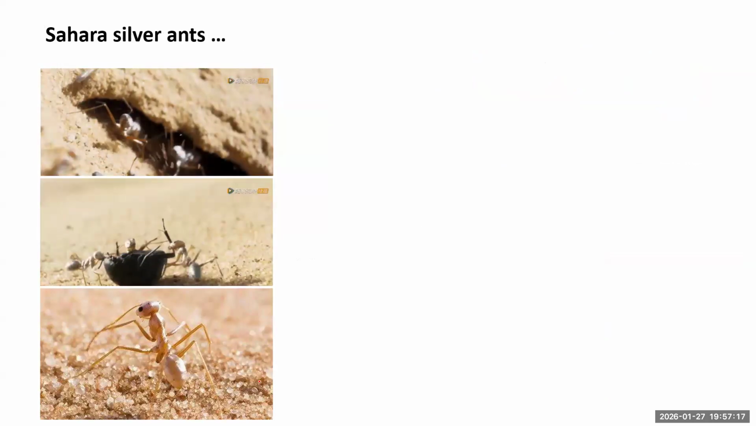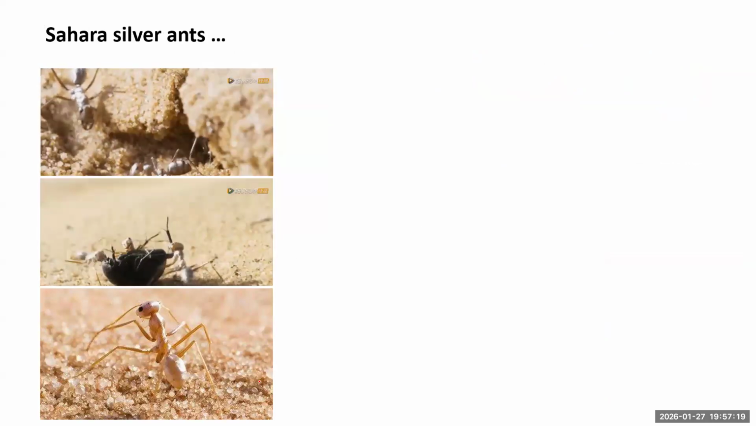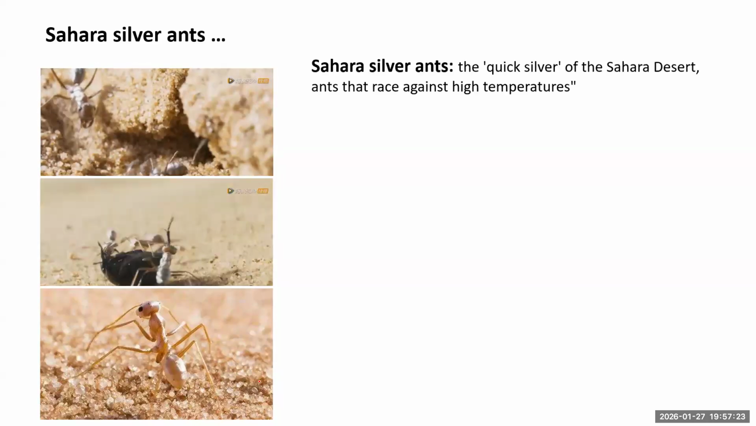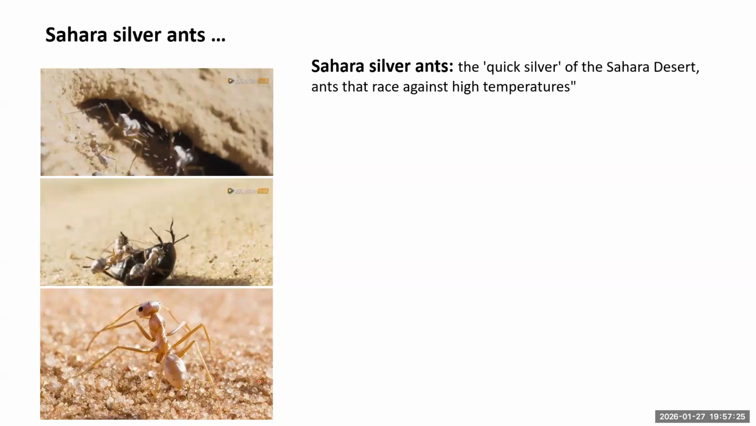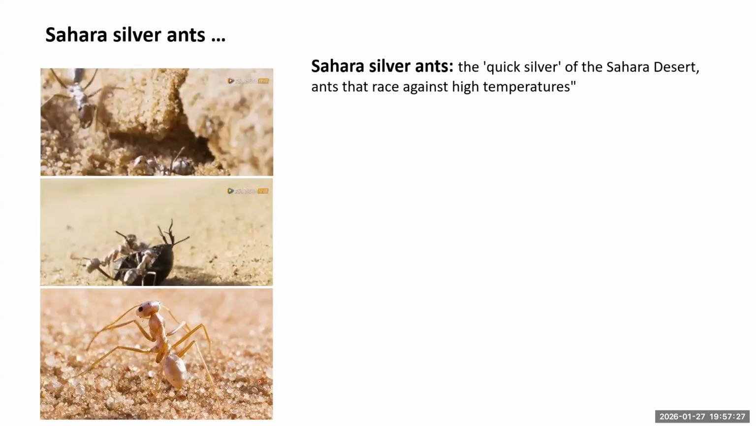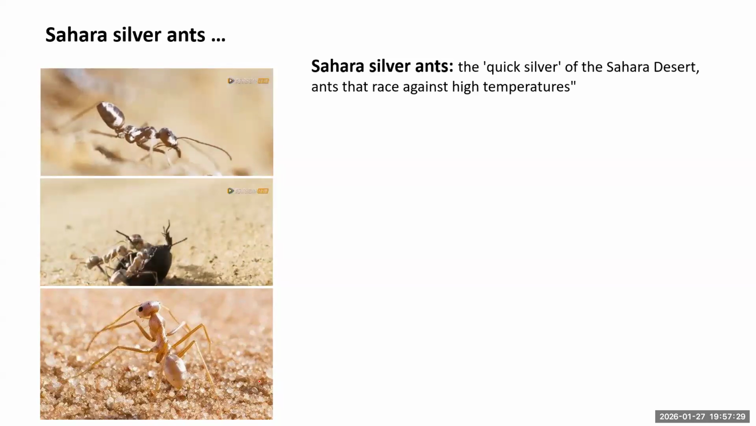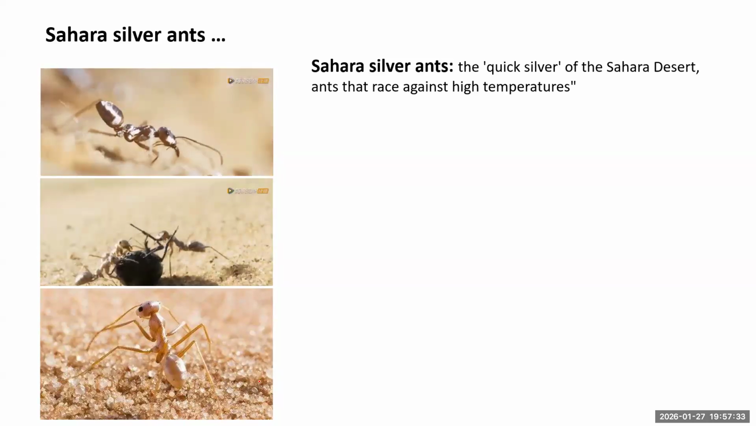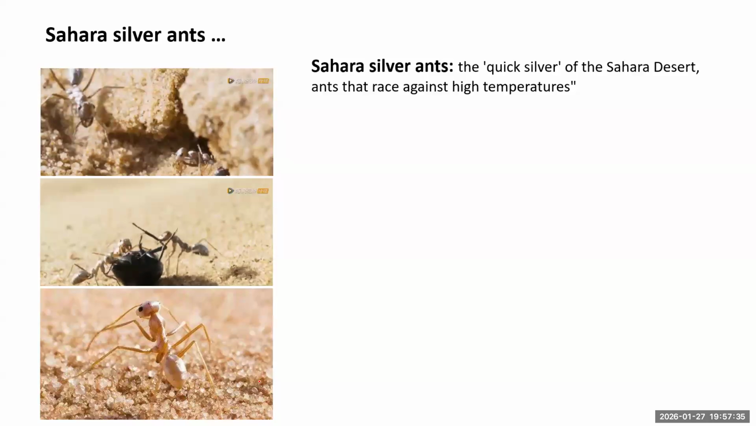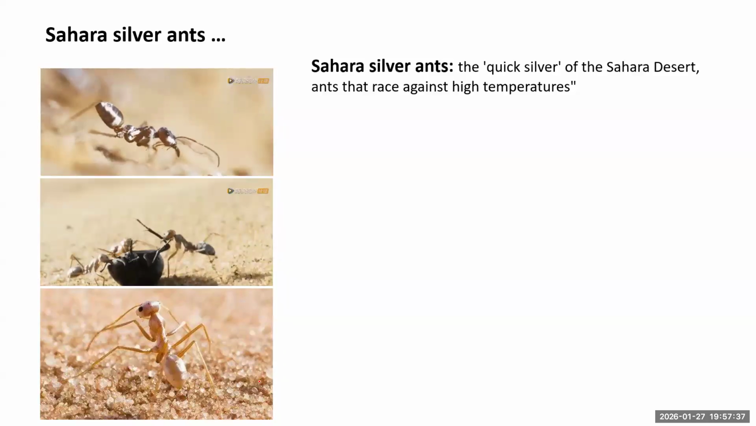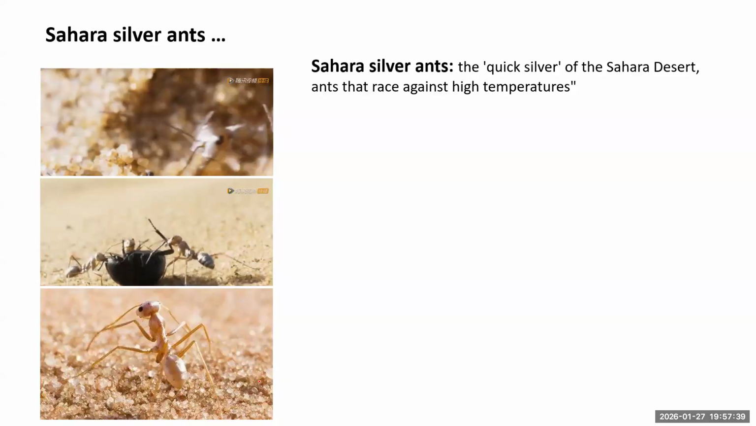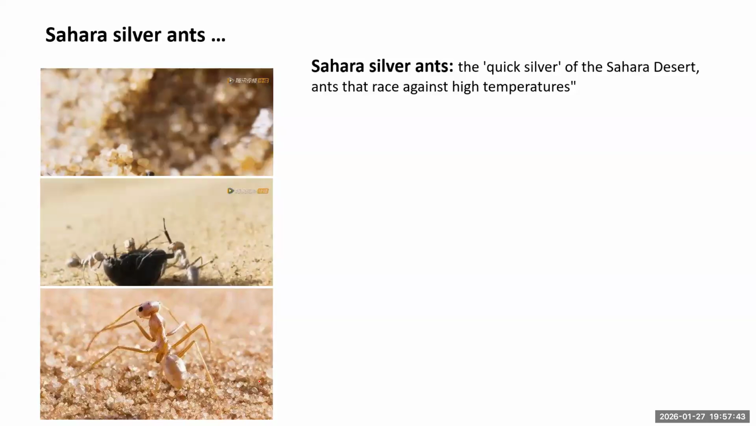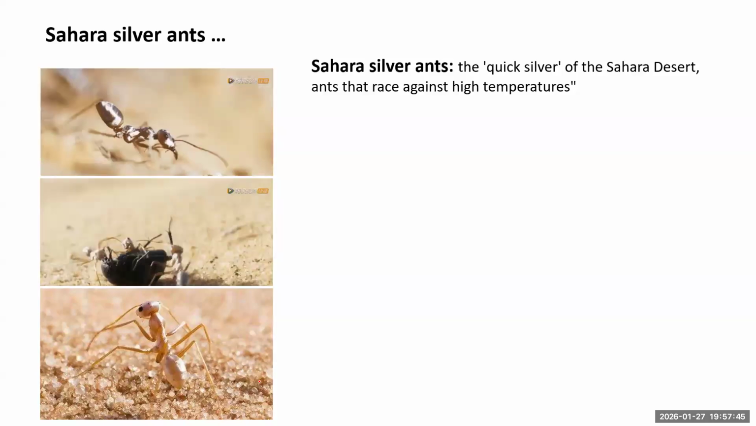How it comes about is just like what we learn from Sahara silver ants. We know the Sahara silver ants. This silver ant of the Sahara Desert races against high temperatures. The desert surface temperature can be over 70, 80 degrees Celsius, but the thermal limit of their body is only 30 degrees Celsius.